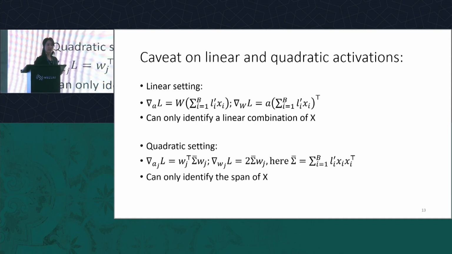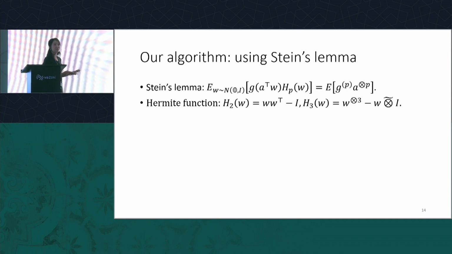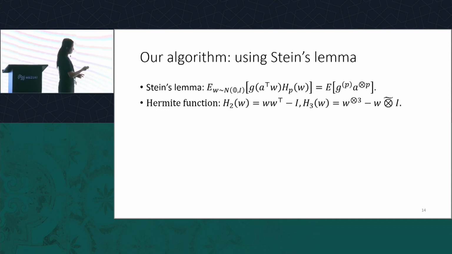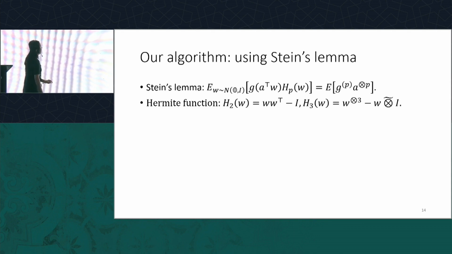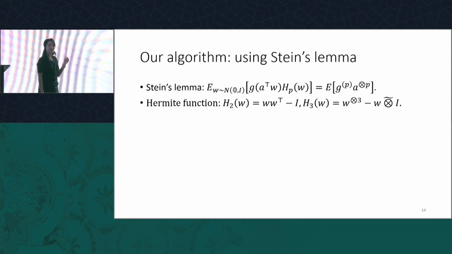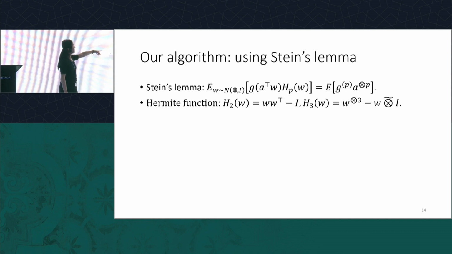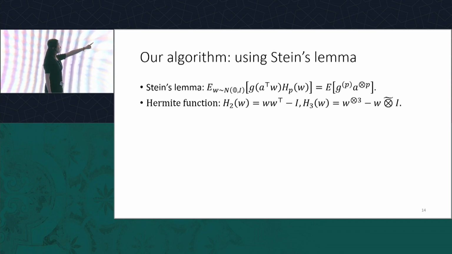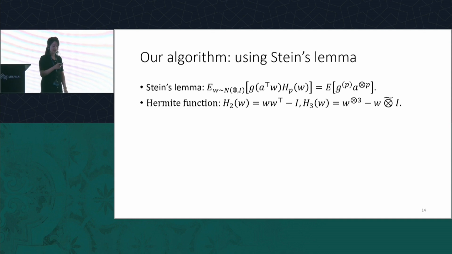And that is from a simple and elegant lemma, which is Stein's lemma, or a more generalized version of Stein's lemma. For a function G that depends on W through A transpose W, the expectation over W generated from a standard Gaussian distribution of G(A transpose W) times the Hermite function H_p(W), is equal to the expectation of the p-th derivative of the function G times A to the p-th power with outer product. So this is Stein's lemma, but in a generalized form.